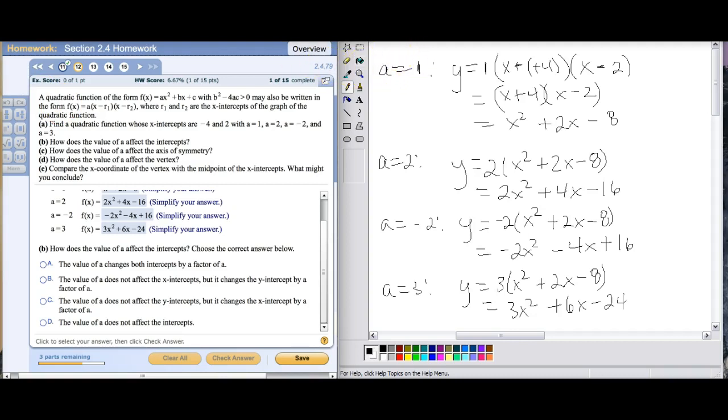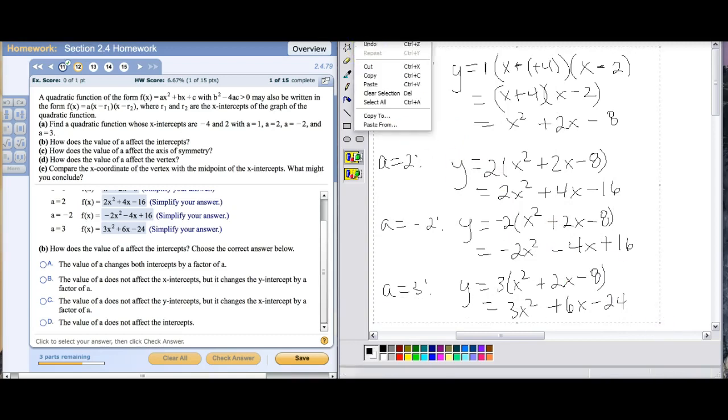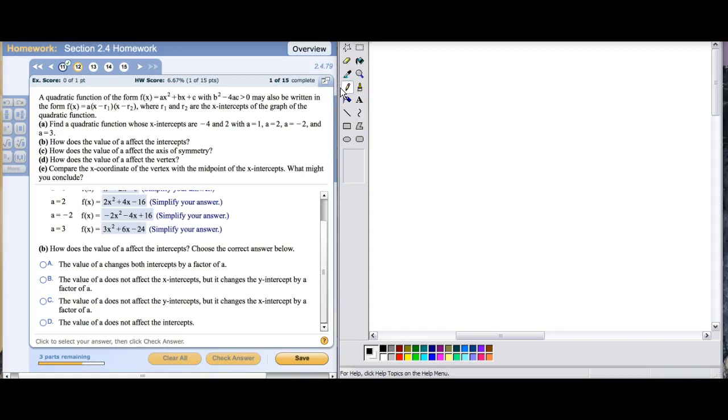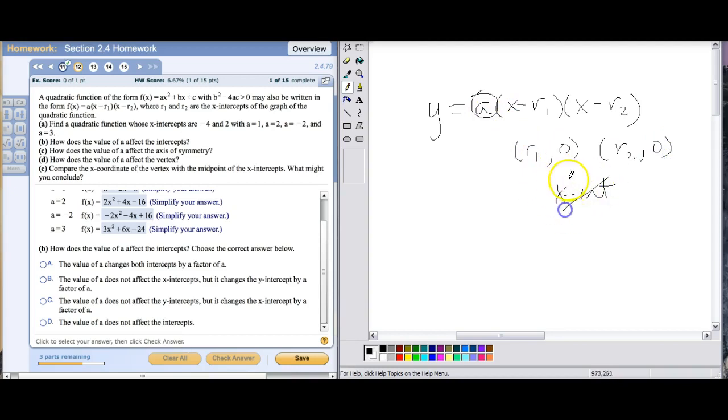So to look at that, I'm going to come back here. The only difference here with the a is that it's being multiplied outside of what's going on with the factors. And so in general, what that means is this. Let me clear some of this out of the way so that I can be clear. We can write this as y equals a times x minus r1 times x minus r2. And regardless of what a is, our x-intercepts are always going to be the points (r1, 0) and (r2, 0), no matter what a is. So our x-intercepts are not affected by this.